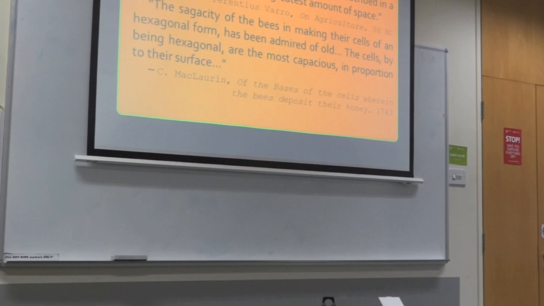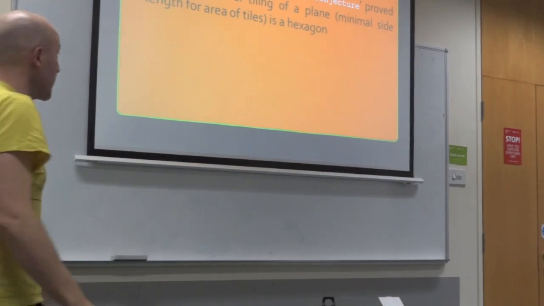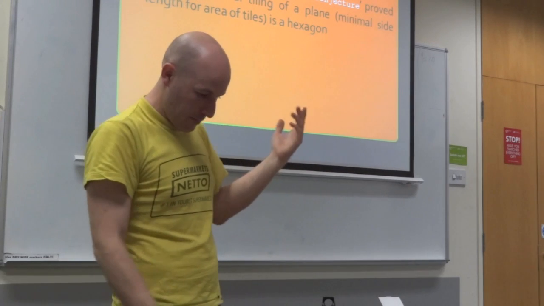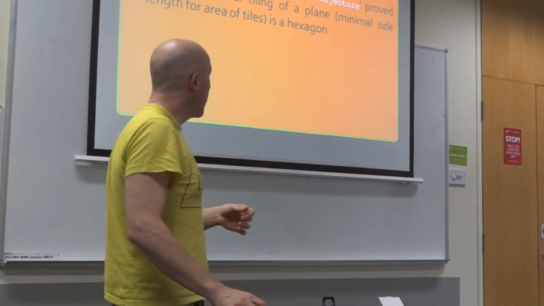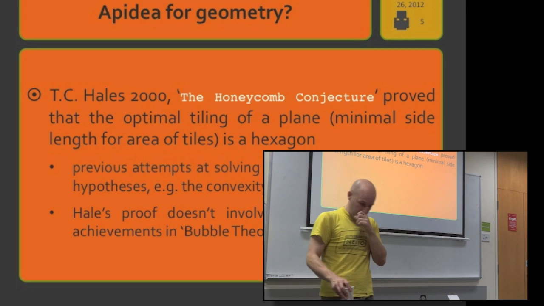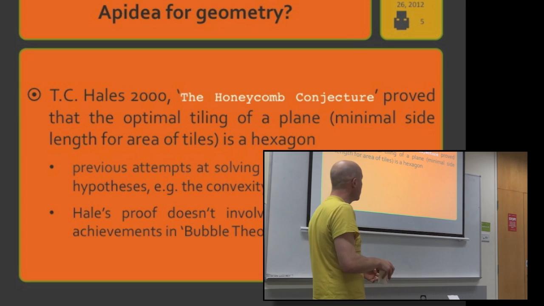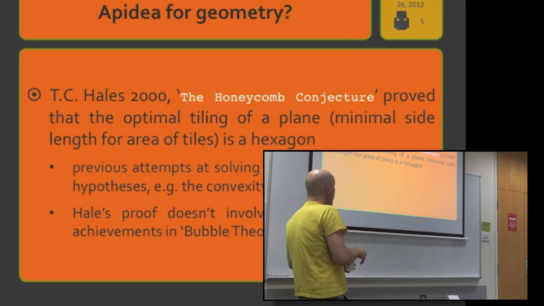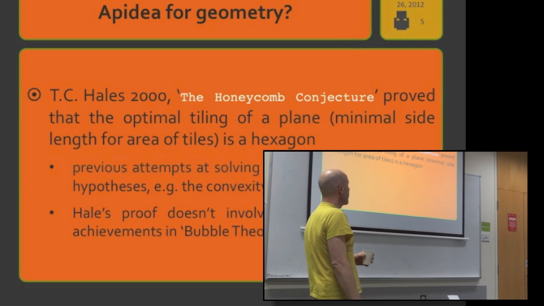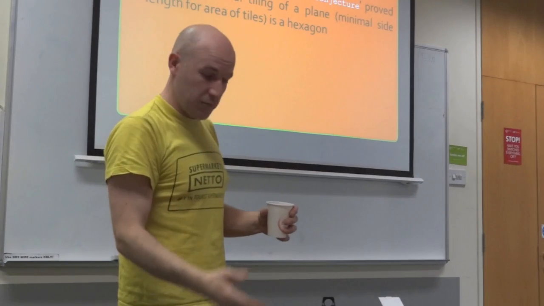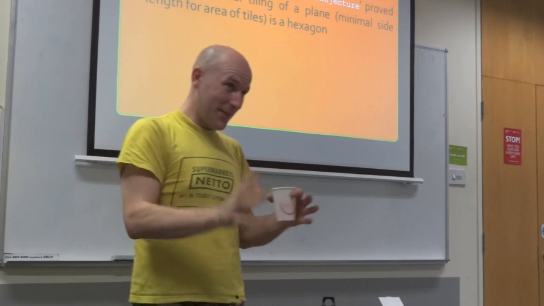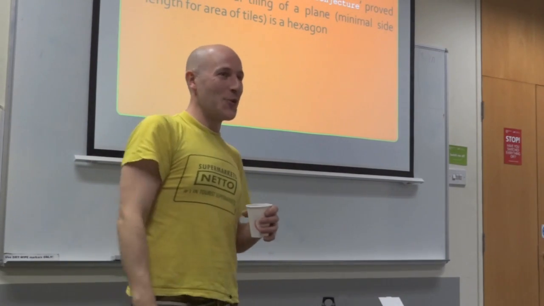But it took until 2000 until someone had a proof of the honeycomb conjecture, which had been around for centuries, right? Been around since before 0 CE, and it took until 2000 until Hales gave a proof of the honeycomb conjecture. He's a real mathematician doing real maths. That the optimal tiling of a plane, by optimal we mean a minimal side length for the area of the tiles, is a hexagon. He gave a proof, and you could look it up. It's interesting. It has loads of cool shapes and maths and symbols on it. Real maths, right? Not kind of cartoon maths, but real maths.